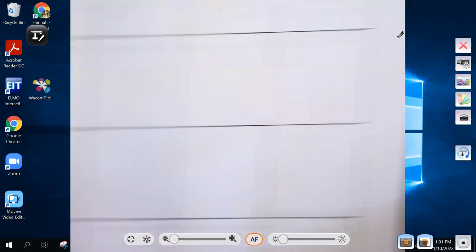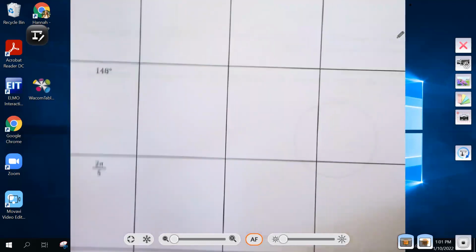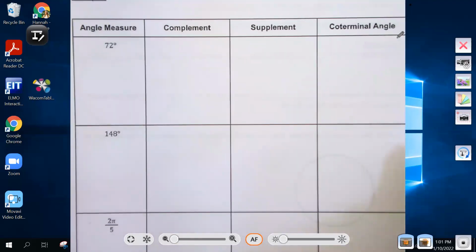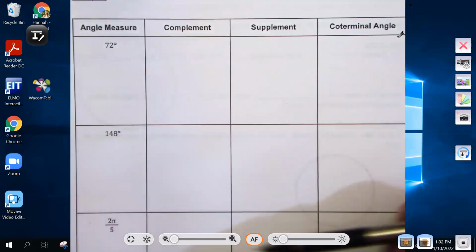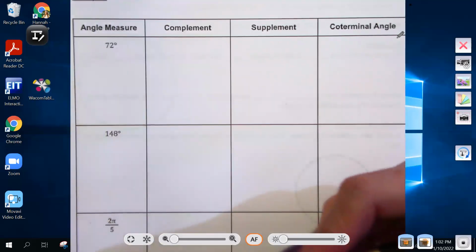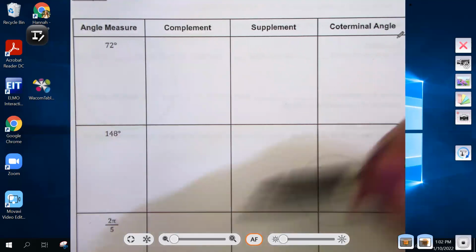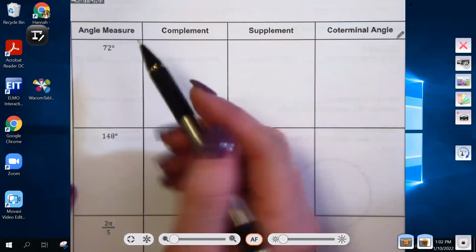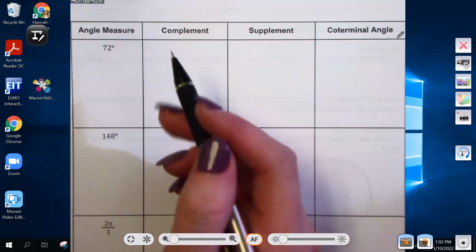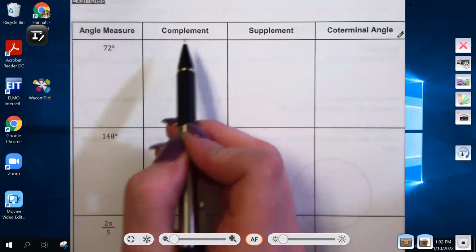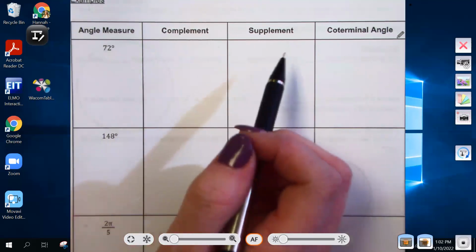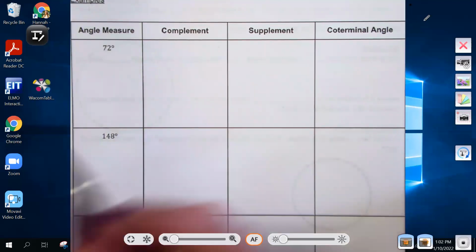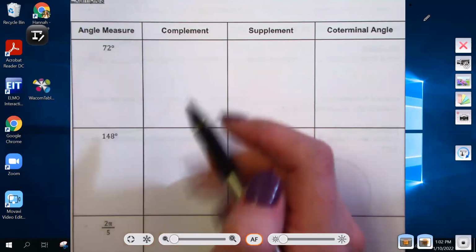Okay, let's do some examples. I'm going to do one of each. I'm going to do the 72 degrees and the 2 pi over 5, and then I'll let you guys do the other 2 on your own. So we're starting out with an angle measure of 72 degrees. We want to find the complement of that, the supplement of that, and we also want to find a coterminal angle.